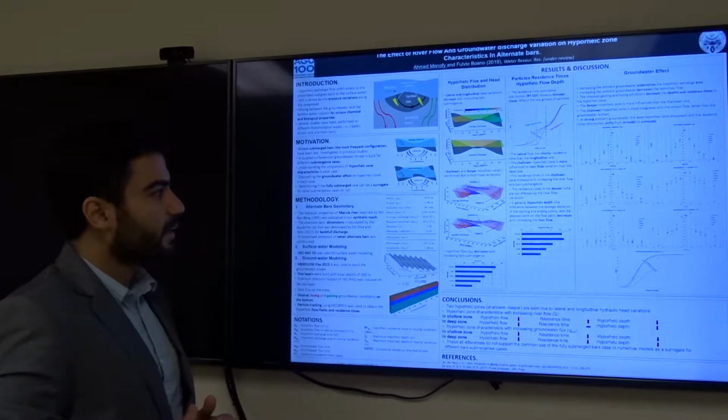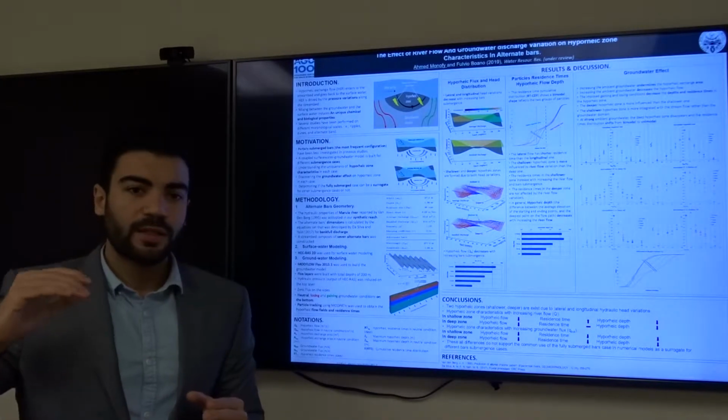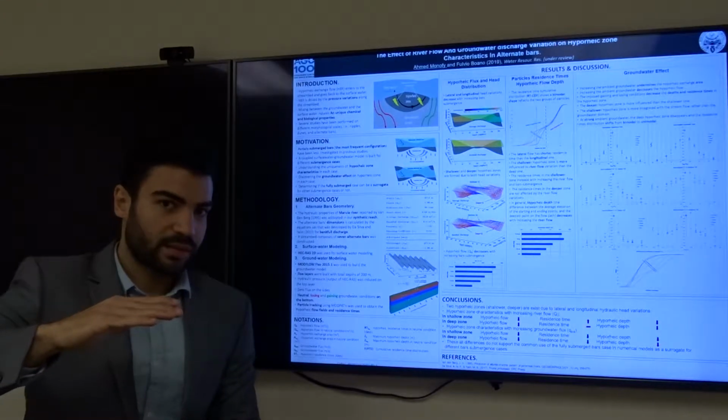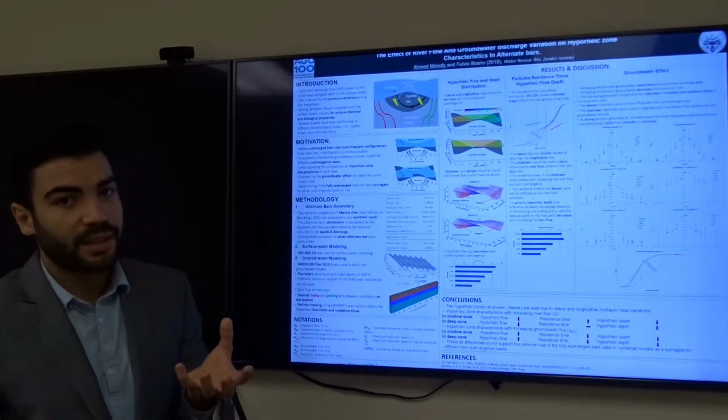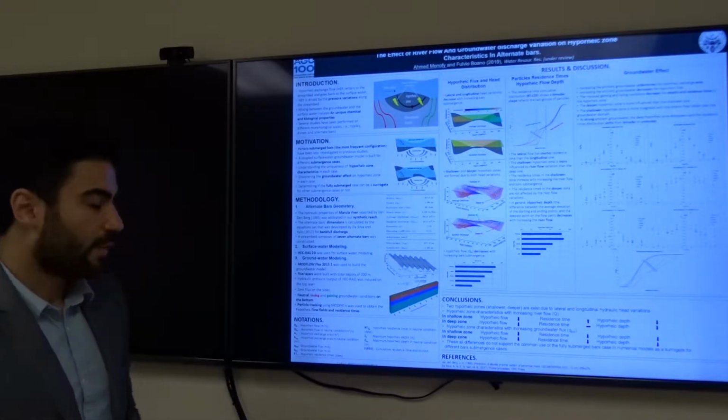What we are investigating exactly here is the effect of river flow variation on these hyporheic zone characteristics, as well as applying gaining and losing conditions from the groundwater domain.